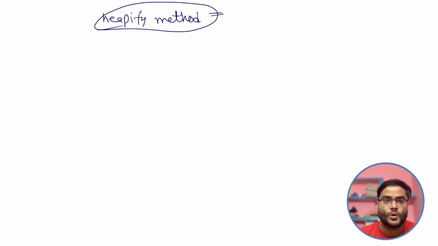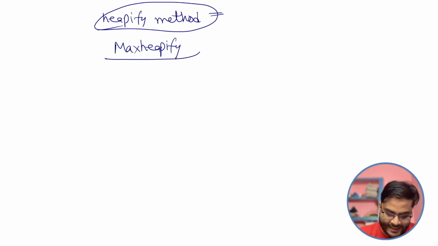Okay, so we are performing the Heapify method on a Max Heap, so we call it Max Heapify. If you are performing this on a Min Heap, then you can call it Min Heapify. So I called it Max Heapify. How can we create our Max Heapify method? How does Max Heapify work?